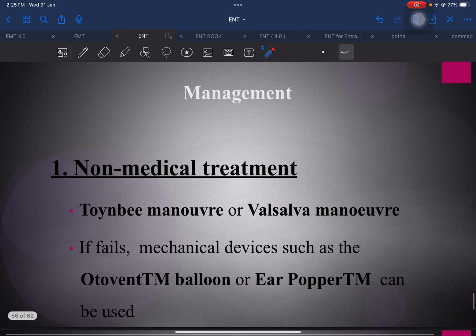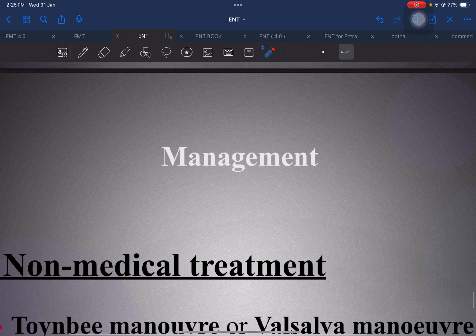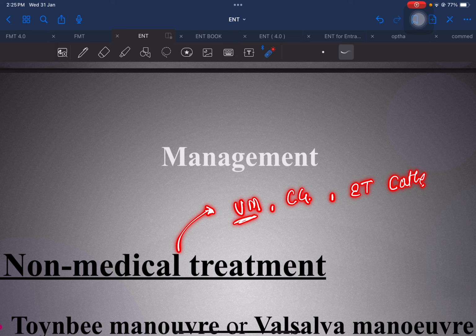And now for middle ear aeration, what we are going to do is general measures. Now what are these general measures? These are non-medical treatment. Frequently we perform Valsalva maneuver, we offer chewing gum, and another thing we can do is eustachian catheterization. So we can do Valsalva maneuver, offer chewing gum to the patient, and do eustachian catheterization.